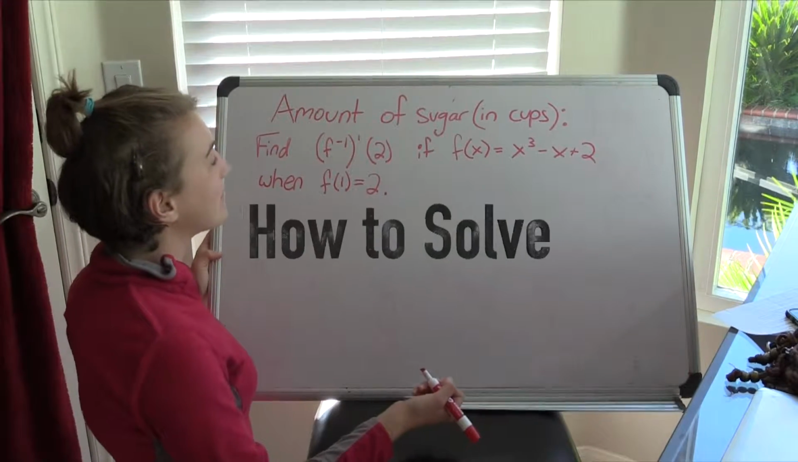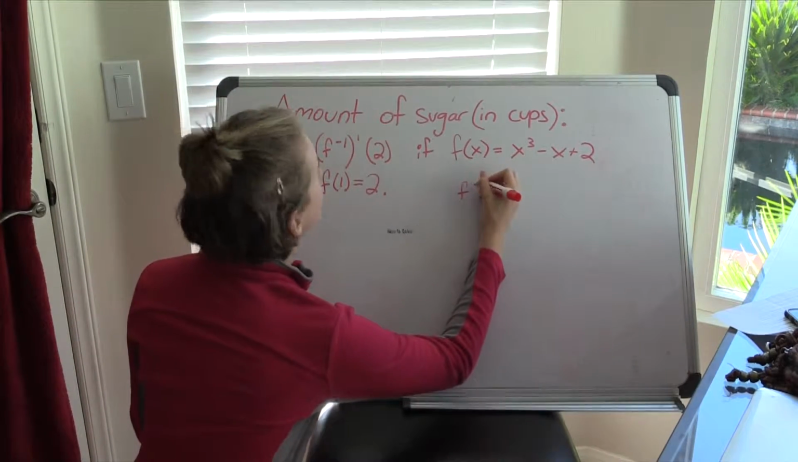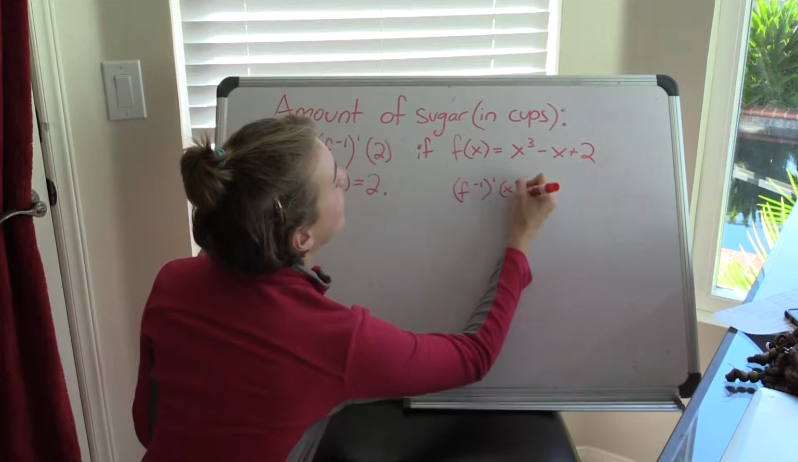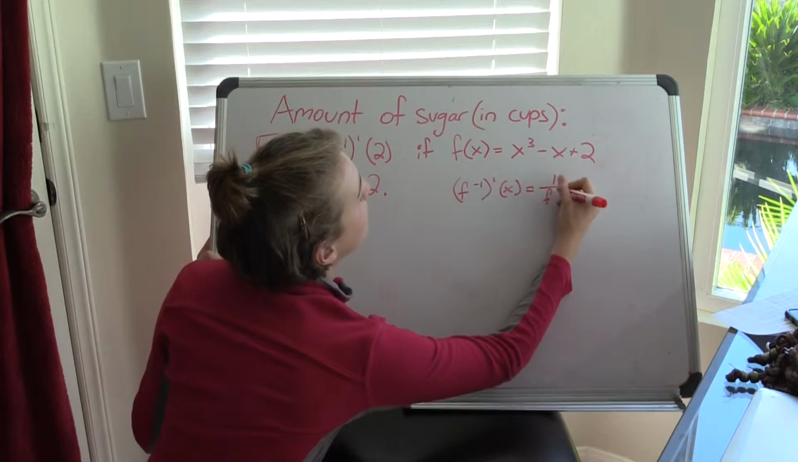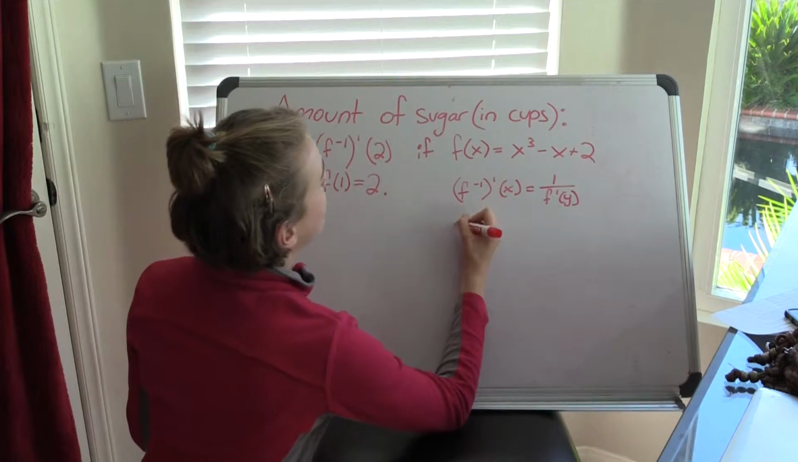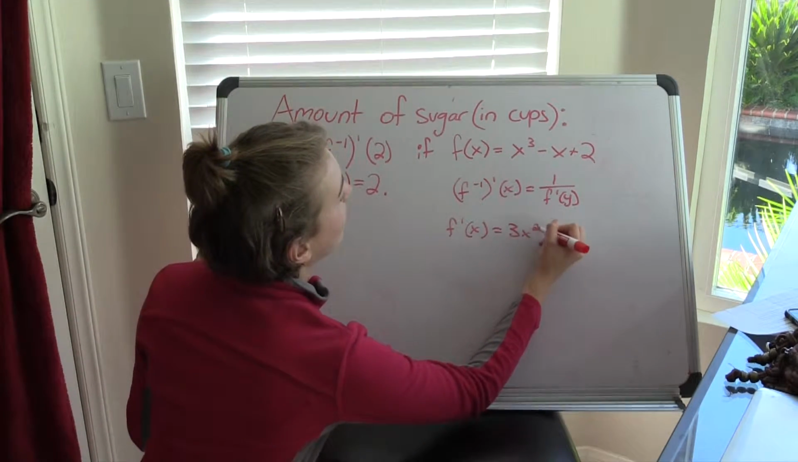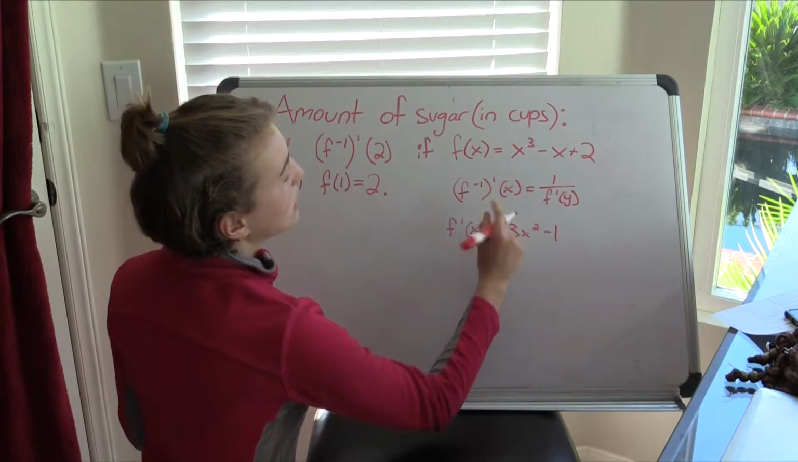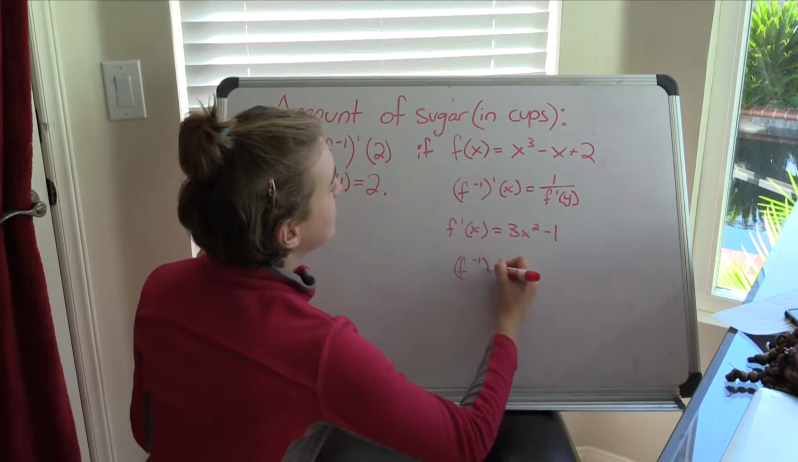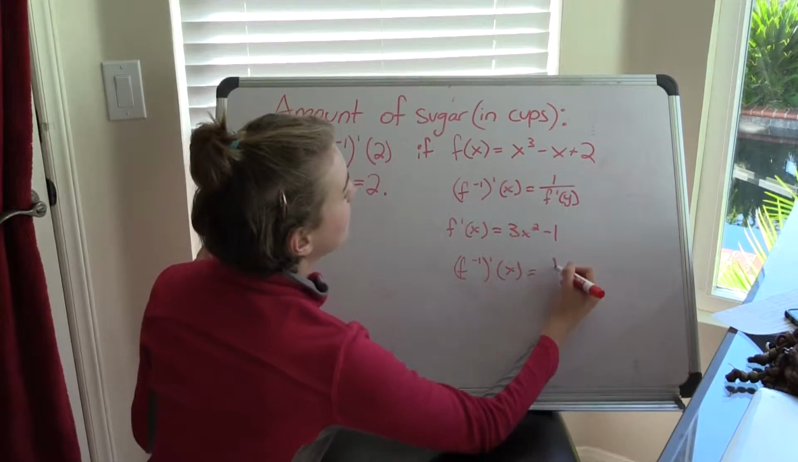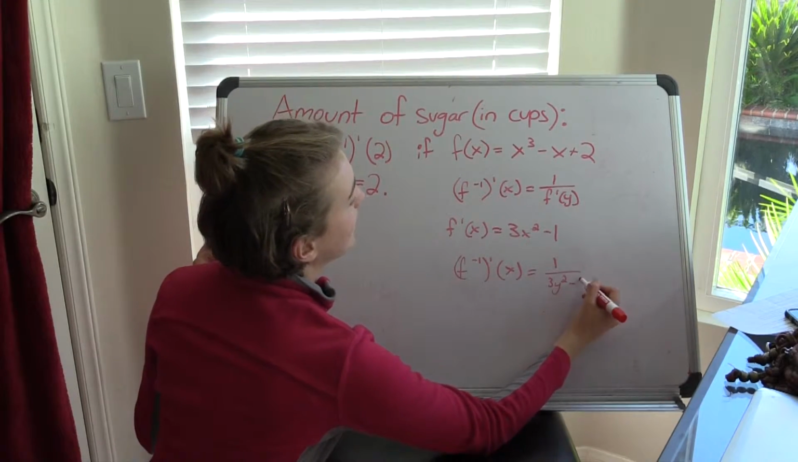So the general formula for the derivative of the inverse of f is 1 over f prime of y. f prime of x in this problem is 3x squared minus 1. So if we plug that into this general formula, we get 1 over 3y squared minus 1.